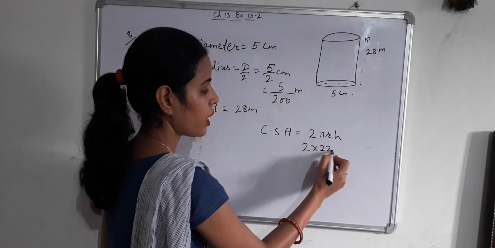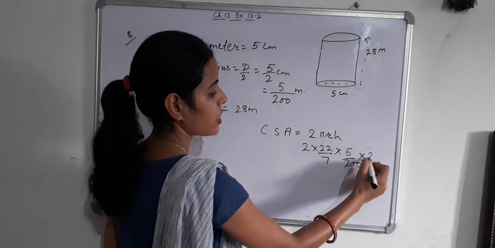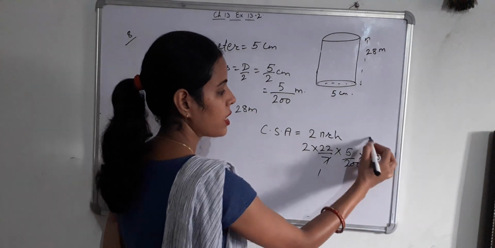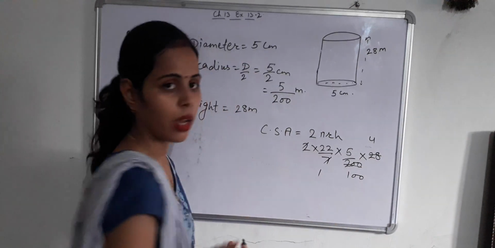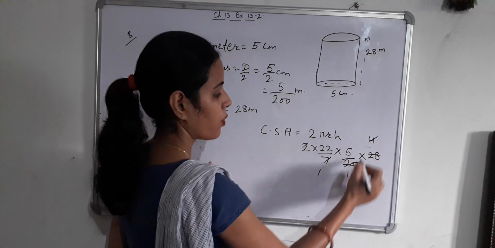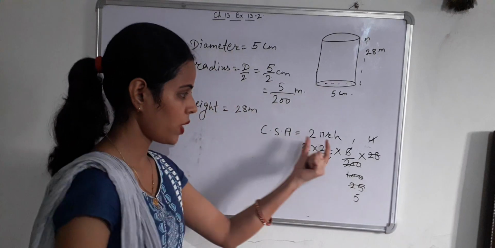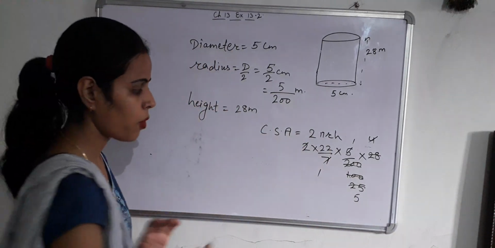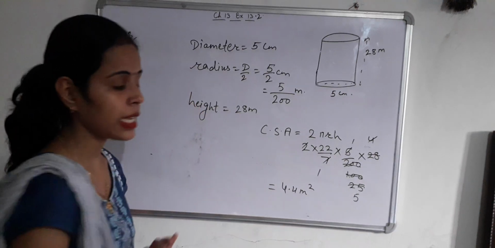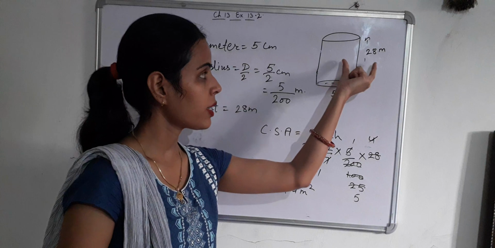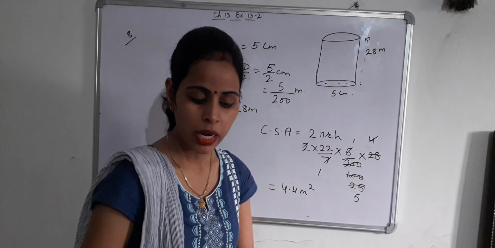2 into 22 by 7. R is 5 upon 200. H is 28. 7 1 7, 7 4 28. 2 by 100. 4 by 25. 5 1 5, 5 5 25. 22 upon 5. 22 upon 5 equals to 4.4 meter square. So we can say that area of the pipe that give radiations will be 4.4 meter square. Question number 8 is complete.